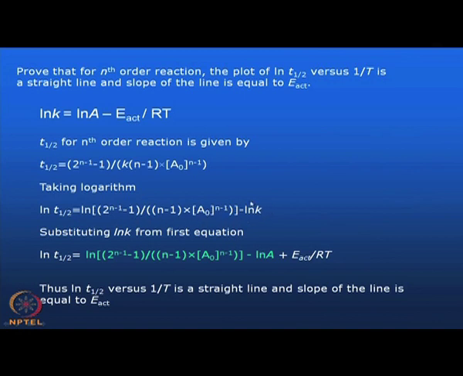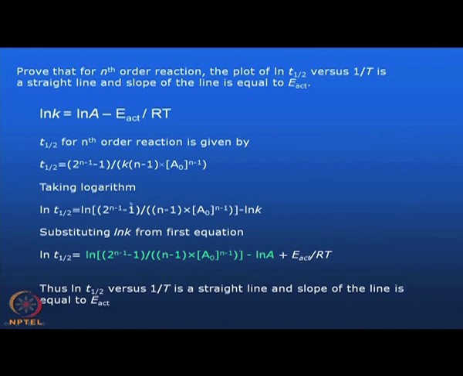Then you have to replace ln k by this: ln k is equal to ln A minus EA by RT. So, you write this in place of ln k. ln A is a constant as long as the temperature is fixed and you are talking about a particular reaction. So, ln T half is equal to a constant plus EA by RT, and the slope is basically EA by R. So, from the slope you will be getting EA.